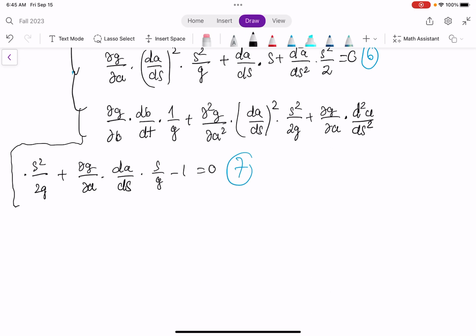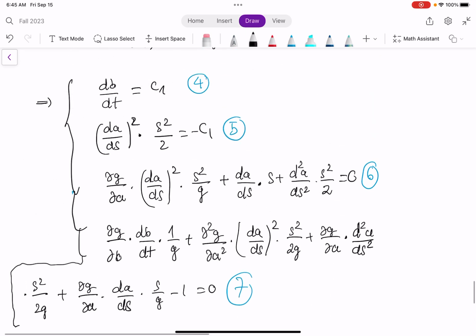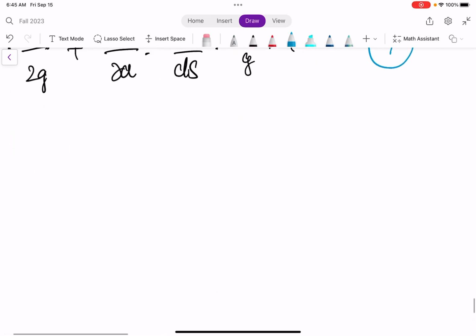So, recalling last video, we had set up 4 equations to find b as a function of t, a as a function of s, and then eventually f, g, and eventually v. In this video, I'm going to solve these 4 equations and see what we get. So let's get started.